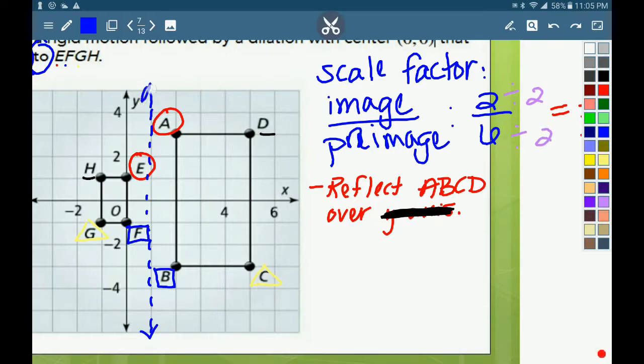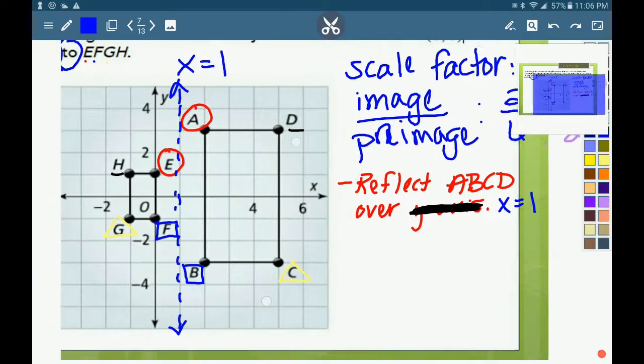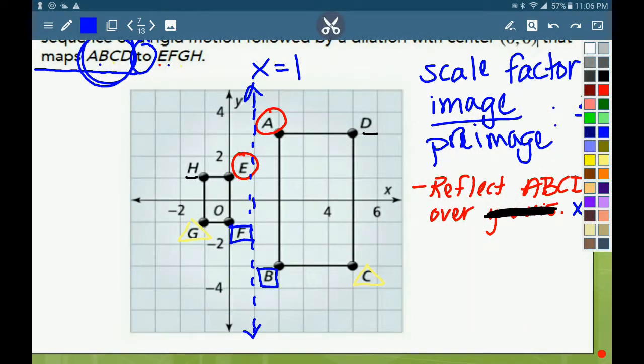Now, if you remember how to name that, we name it as what axis it passes through. So this passes through the x-axis, and then we have to think of what number it's passing through. It's passing through 1. So this is the line x equals 1. So instead of reflecting over the y-axis, let's reflect over x equals 1. That's going to keep us inside the grid that they gave us.